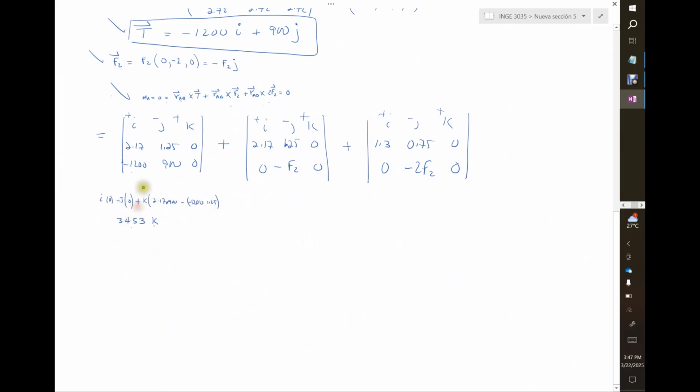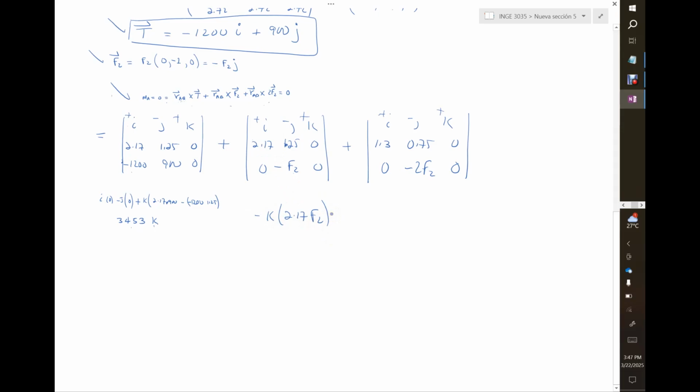Alright, so this is the result of this first determinant. How about this one? This happens the same. You get this out and this out. This is by this and this by this. That's 0. 0 on the i. How about the j? On the j, this by this and this by this, 0. So the only thing left is on the k. So k is going to be 2.17 times F2, and that's negative.